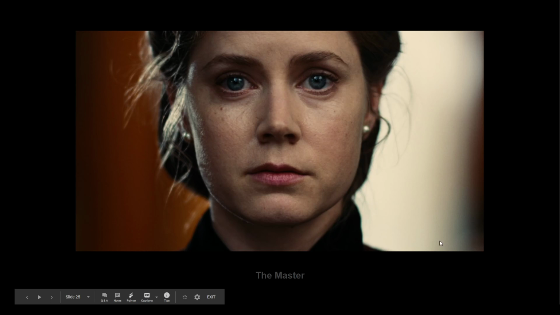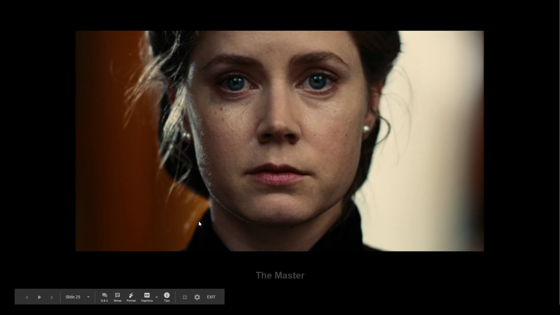So here's a close-up shot from The Master, right? This is almost like a point of view shot because she's looking right into the camera. I can't remember exactly what the sequence is like, but it's creating an intimate moment between, I think, Amy Adams' character and Joaquin Phoenix's character.